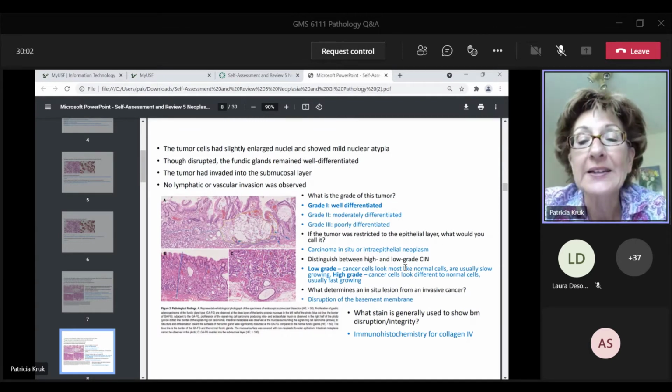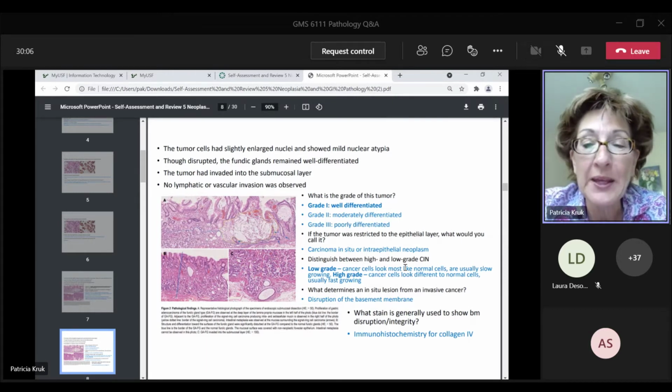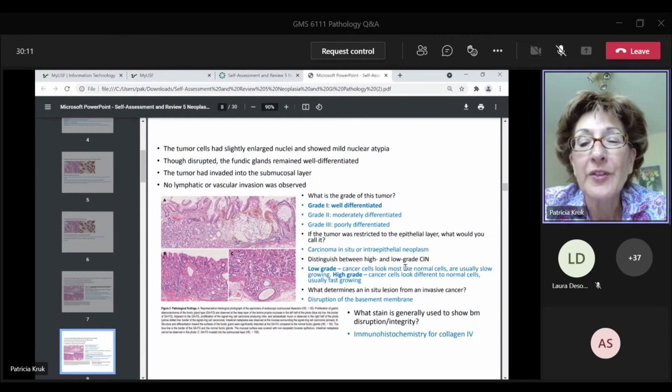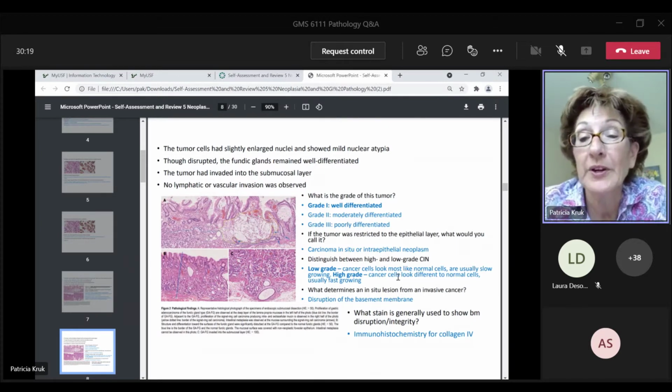Right? So an in situ carcinoma, even though the cells might look as nasty as can be, if it's still maintained within the epithelium and with an intact basement membrane, you don't call that cancer. I know that sounds strange, but that's just clinically how that goes. All right?